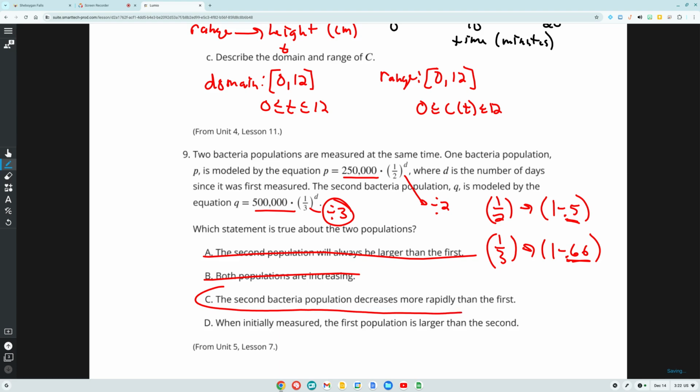Just to double check my work, I'm going to read through D to make sure that doesn't make sense. D says when initially measured, the first population is larger than the second. Well, we've already said that that's not the case because 250 is smaller than 500.